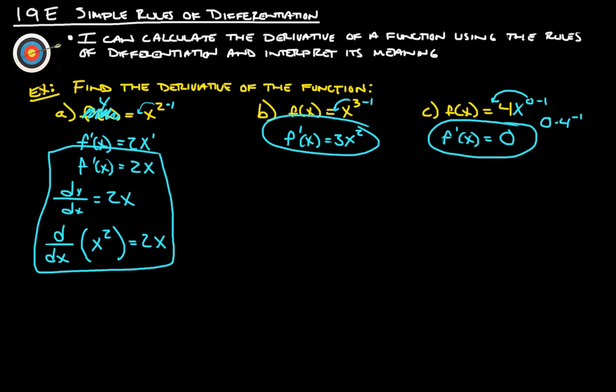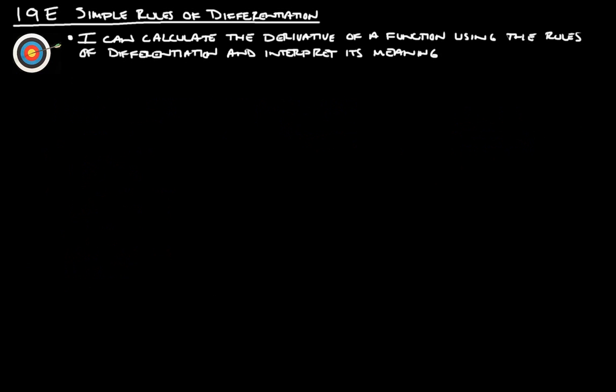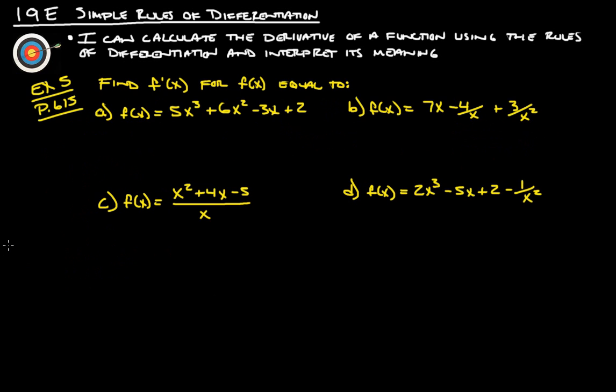All right, let's look at a few more things, and then away we go. All right, so this here is example 5 from page 615. And these here are some derivatives, and they're a little bit more challenging, I guess we'll call it that way, because now you've got several pieces to take derivatives of. Okay? So what you want to do here is take the derivative of each function and just add them all back together.